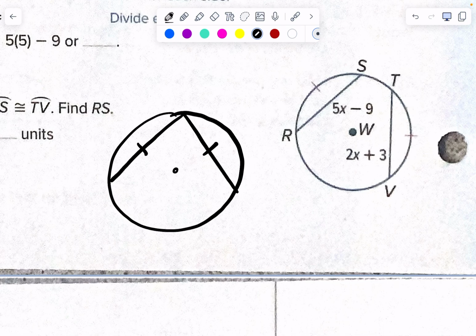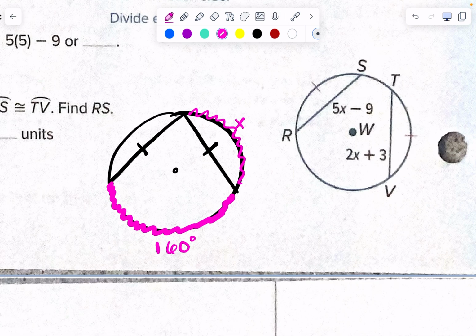Perfect. Okay, and then I'm going to say that this arc right here is, I don't know, 160 degrees. That's probably pretty close, actually. Like half of the circle right here, this would be 180 degrees, right? Okay, 160 degrees. I want to know what this arc measure is.